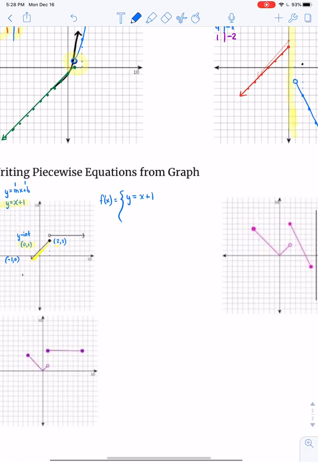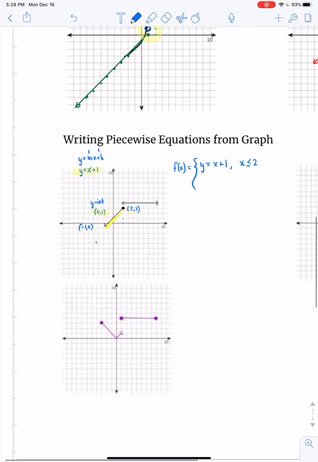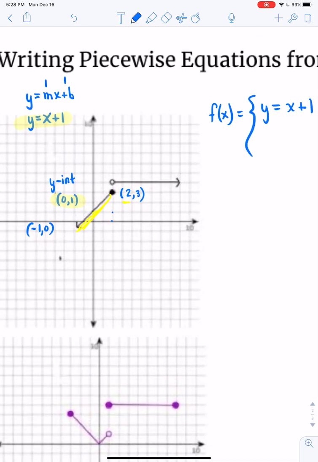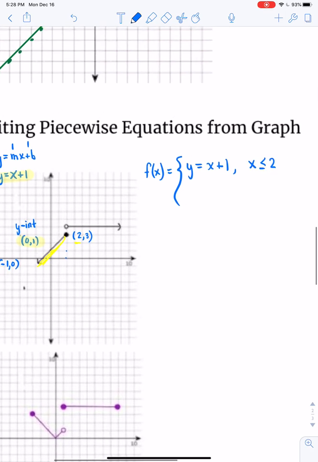So we put a comma. x is less than 2. Less than or equal to 2. And you could see for every value that's less than 2 here, that's what this graph does. Now let's figure out the other part of this.